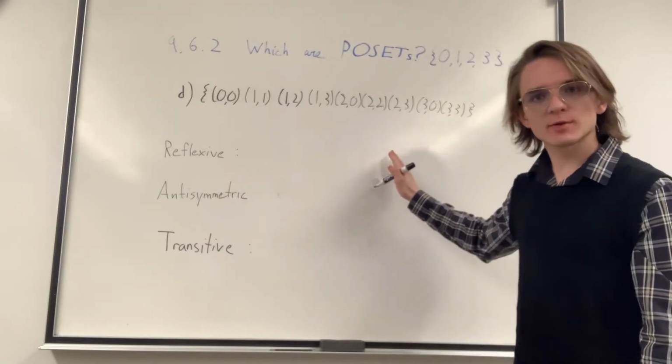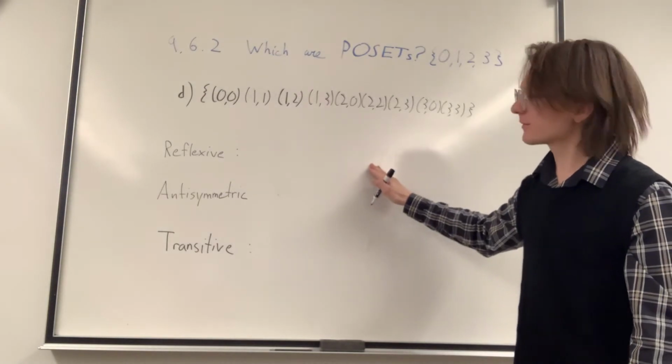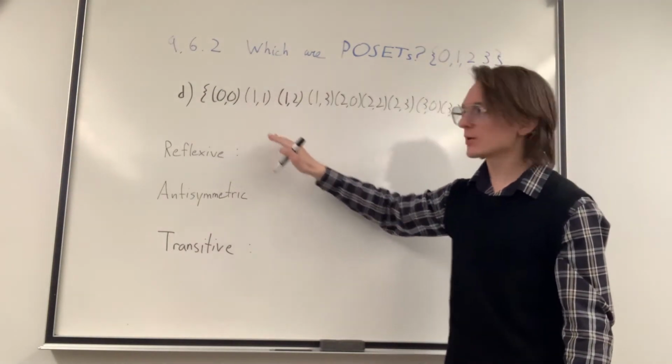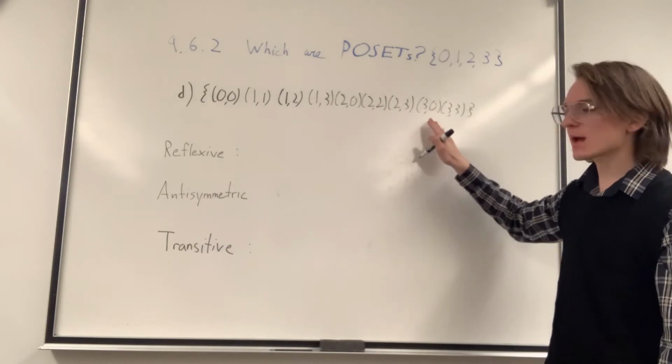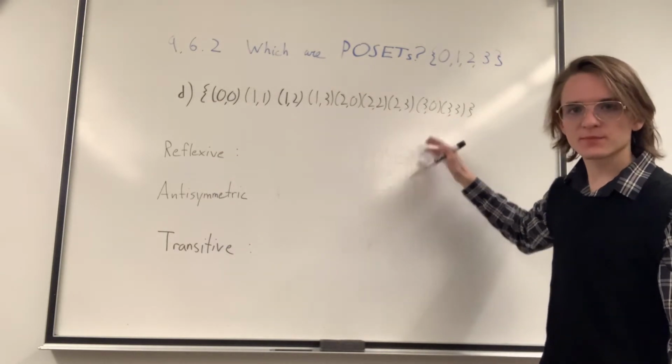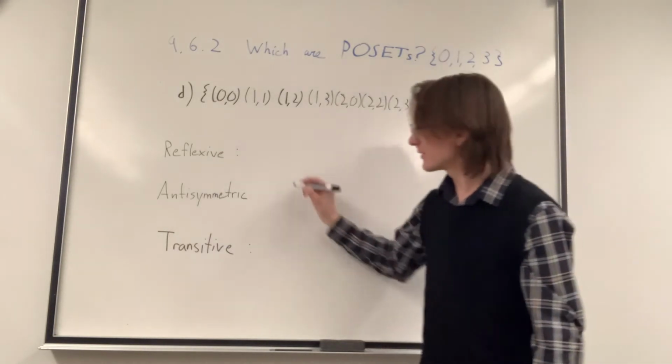So for the following relationship, is it reflexive? We have 0, 0, we have 1, 1, we have 2, 2, and we have 3, 3. Therefore it is reflexive.